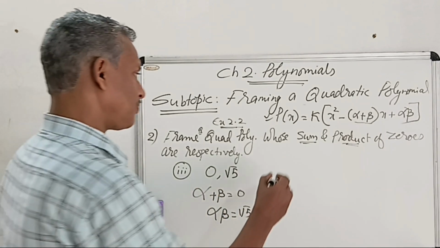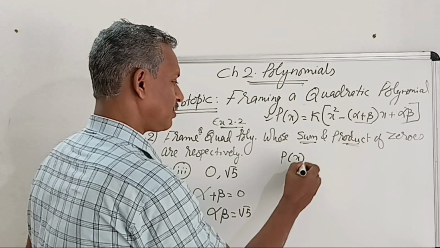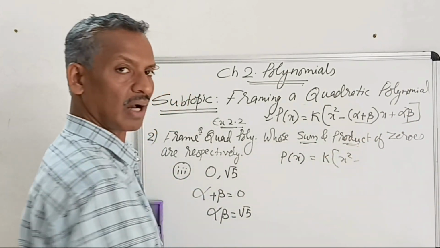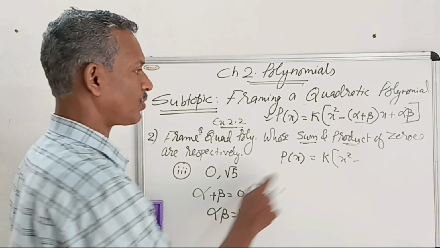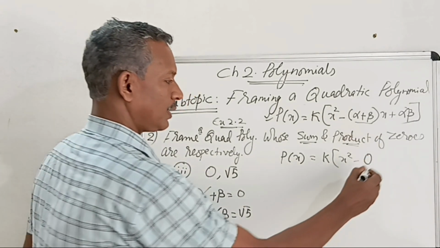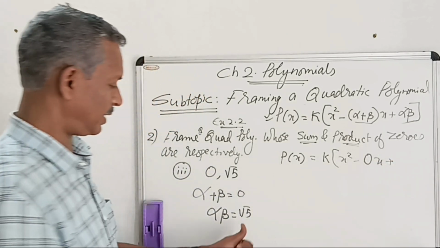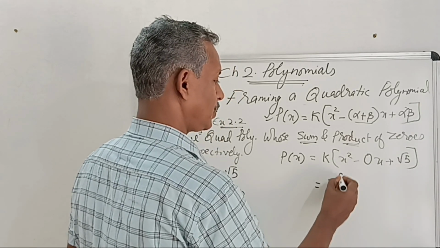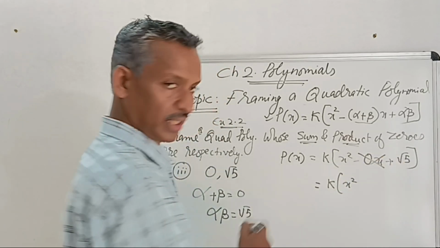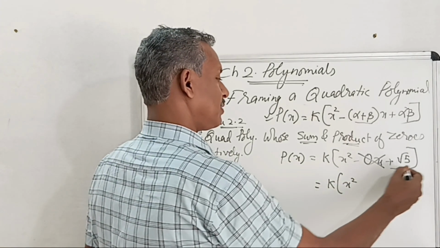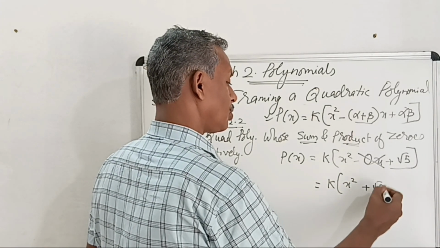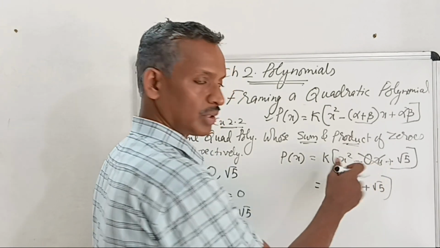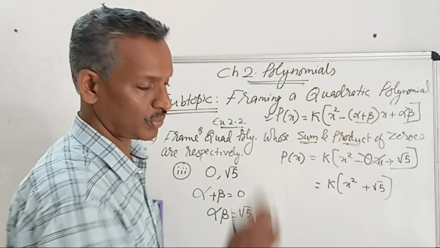Okay. Therefore, what is the polynomial? First you write the standard form and then put the values: k into x square minus alpha plus beta. Sum of zeros is 0, so in place of alpha plus beta you write 0 into x, plus alpha beta is root 5. So you write it: k into x square. 0x we won't write, so neglect that and write plus root 5. Don't bring it like this, minus and this plus will become minus. No, this minus is for 0, it has disappeared, plus will be only for root 5.